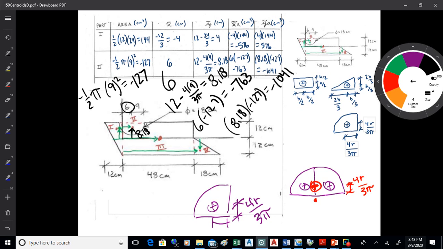Can you explain why it's negative 1/2? It's negative 1/2 because it's cut out. We're removing the material. So the fact it's a cutout makes it a negative area. Good with that one? All right.